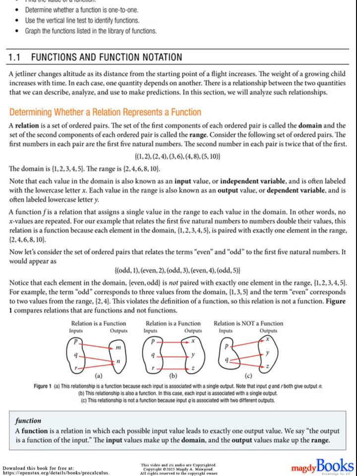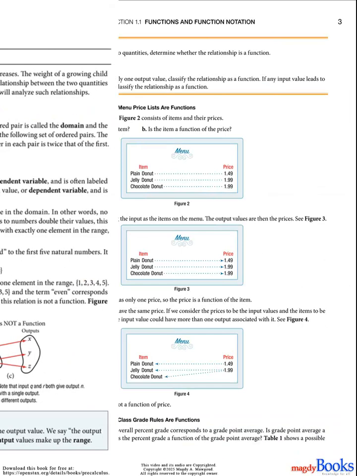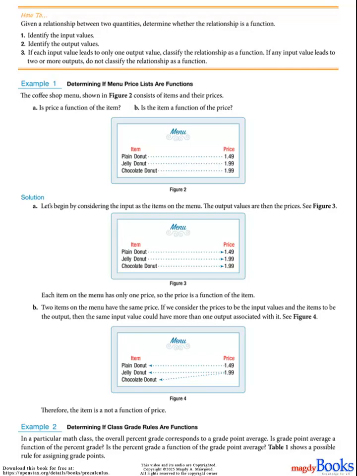Function. A function is a relation in which each possible input value leads to exactly one output value. We say the output is a function of the input. The input values make up the domain, and the output values make up the range. How to: Given a relationship between 2 quantities, determine whether the relationship is a function. 1. Identify the input values. 2. Identify the output values. 3. If each input value leads to only one output value, classify the relationship as a function. If any input value leads to 2 or more outputs, do not classify the relationship as a function.